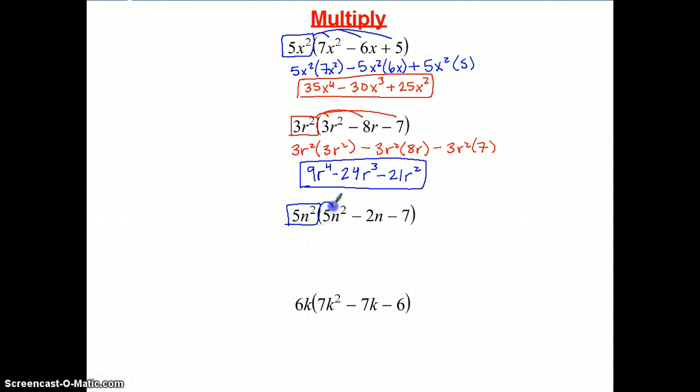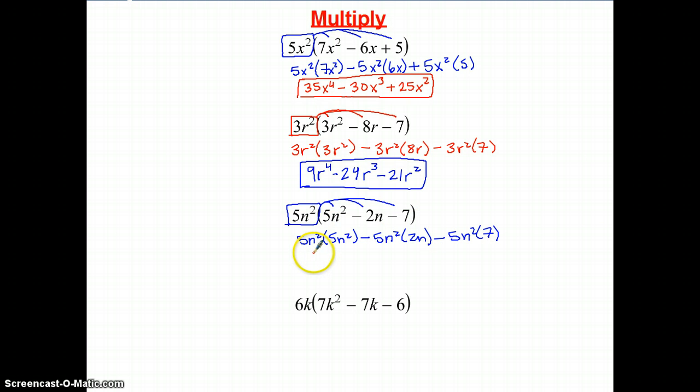Distributing the 5n squared. I end up with 5n squared times 5n squared minus 5n squared times 2n minus 5n squared times 7.